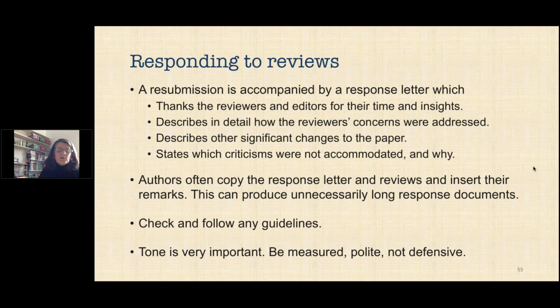In your response letter, tone is very important. Again, when your work is being criticized, it's possibly easy to be defensive, and I'll confess to having adopted that tone on occasion. Not recently, certainly not since being an editor, but it's never a good idea. And the most professional and the most productive path for you really is to be measured, be polite, and not be defensive in your letter. It creates the best impression and will get you further.